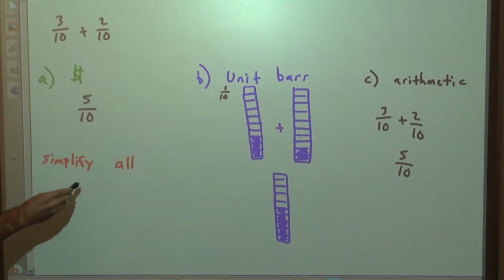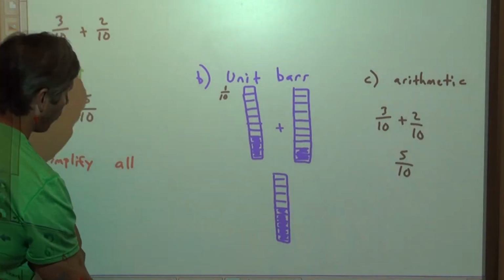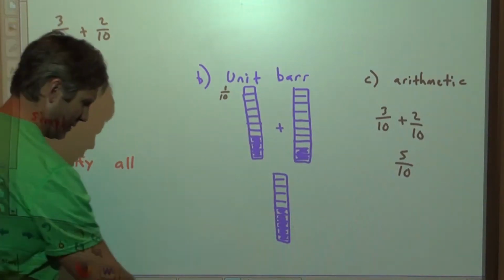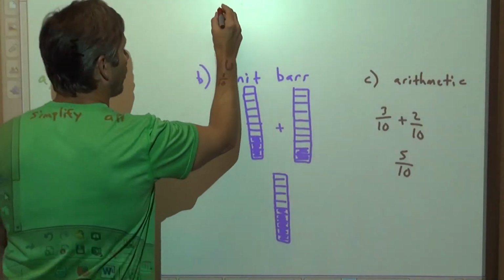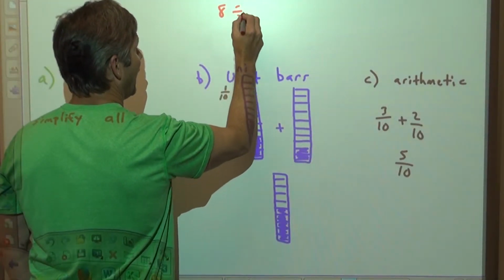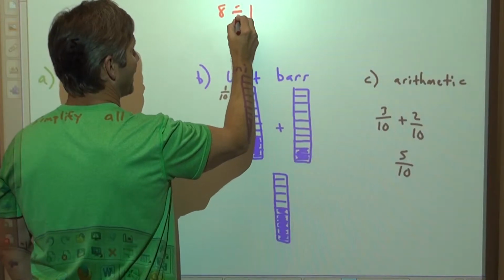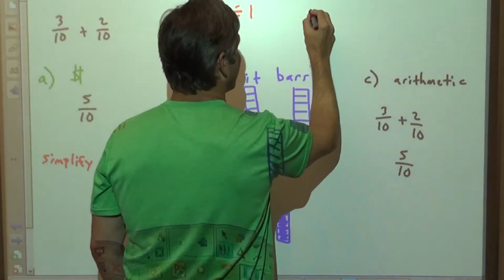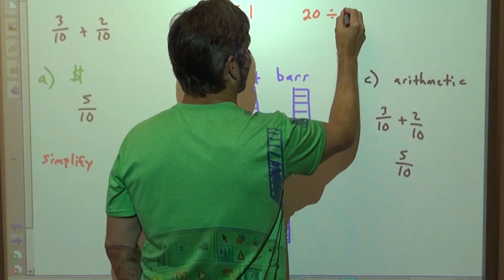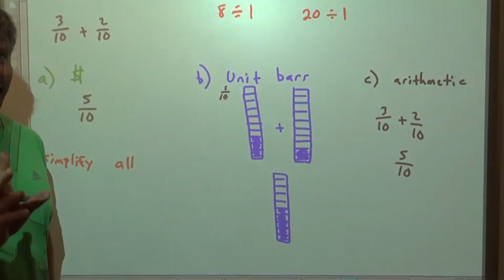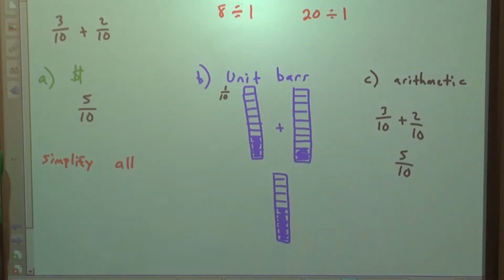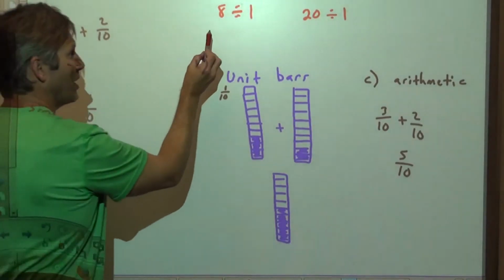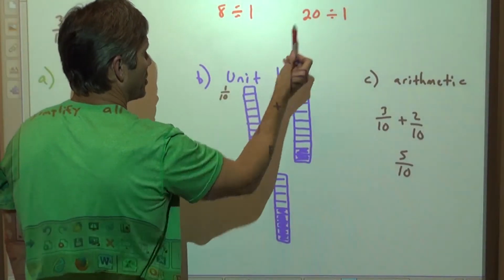Now, let's simplify all of these. Well, a nice thing happens. The most important number in all of mathematics is the number 1. So what we could do, we know that 8 divided by 1, that's a division sign, clearly. 8 divided by 1 is 8. 20 divided by 1 is 20. Anytime you divide by the number 1, you keep the same value. Anything divided by 1, it doesn't change in its value.